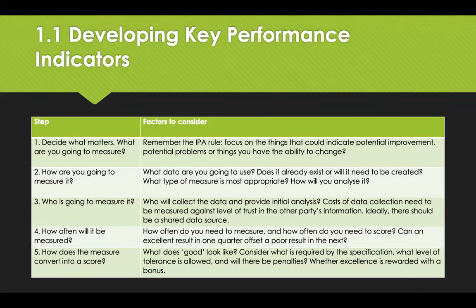So step one, decide what matters. What are you going to measure? Remembering the IPA rule. We'll look at the IPA rule in a second, but it essentially says: measure things that are important. From a P perspective, look for problems or potential improvements. And A, look for authority, or the ability to make a difference.